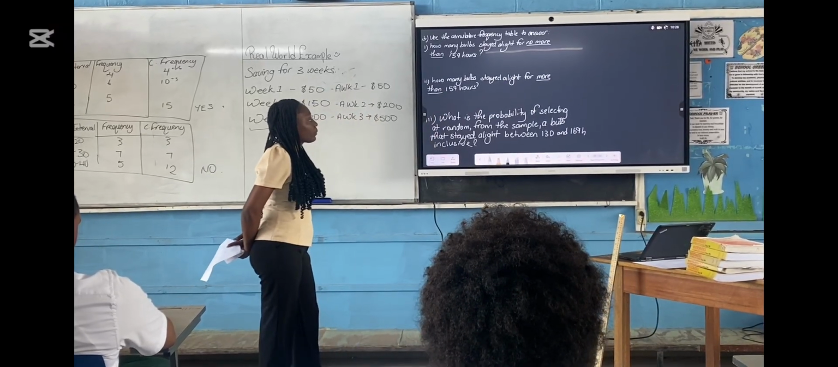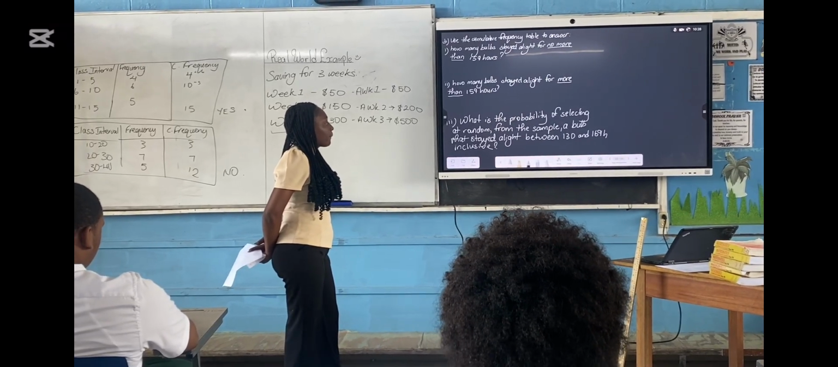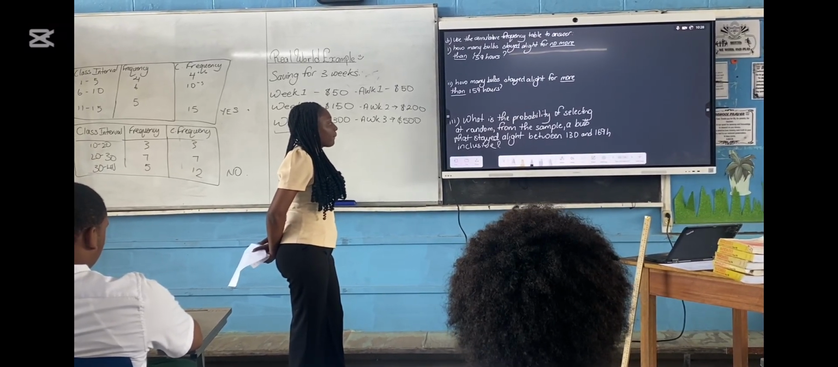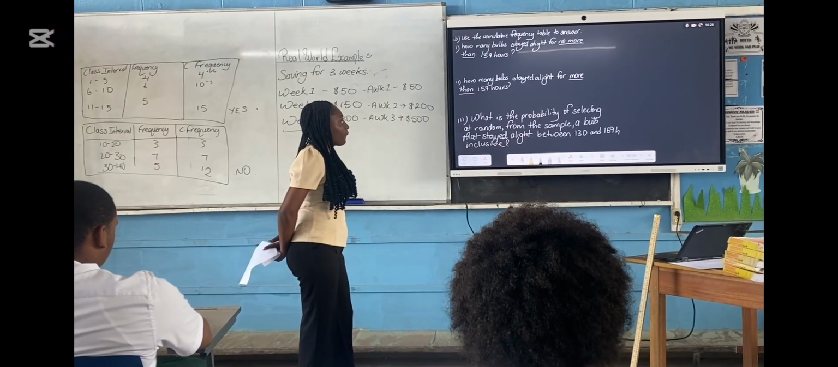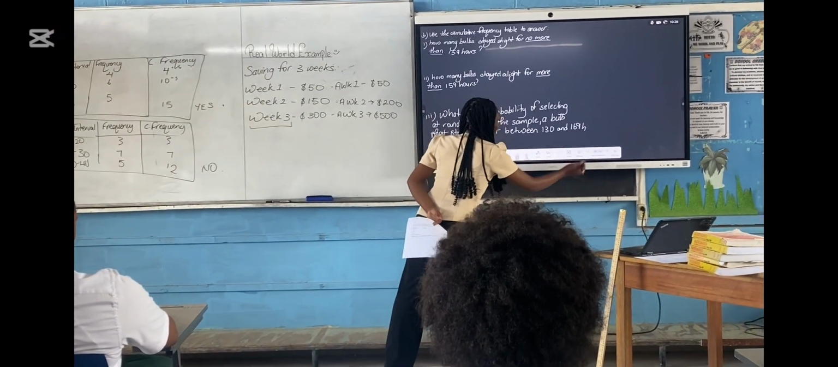Then the last one. What is the probability of selecting at random from the sample above a bulb that stays alive between 130 and 169 hours? Good question. What do you think we have to do?